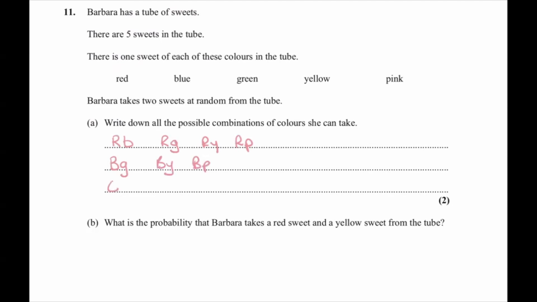Now let's say she took a green first. That would go green yellow, green pink. And then you're left with just your yellow going with pink. Pink's been already selected, so don't repeat. If you write them back to front, that's not a different combination, so don't be tempted to do that. What is the probability that Barbara takes a red and a yellow? Well, that's 1 out of the total that is there, which is 10.